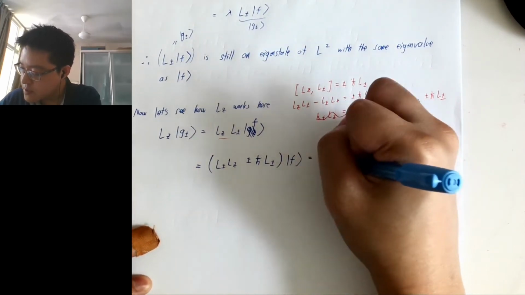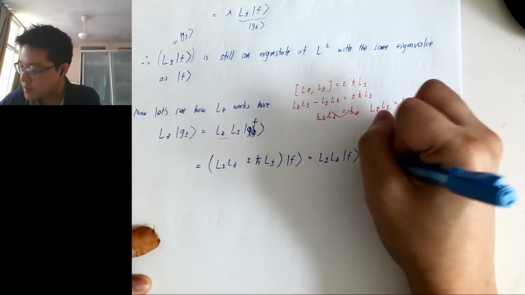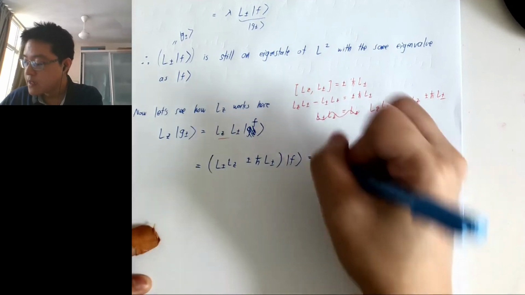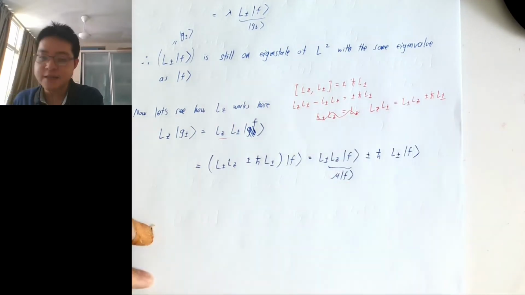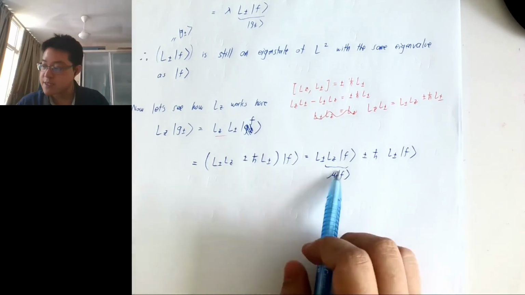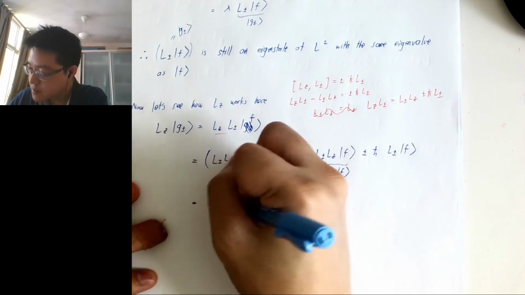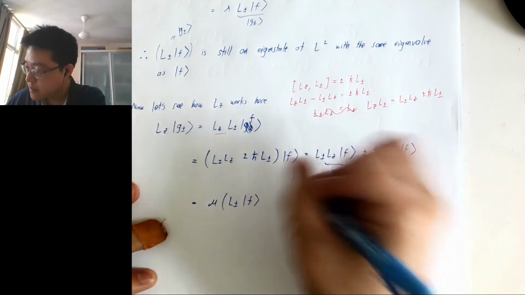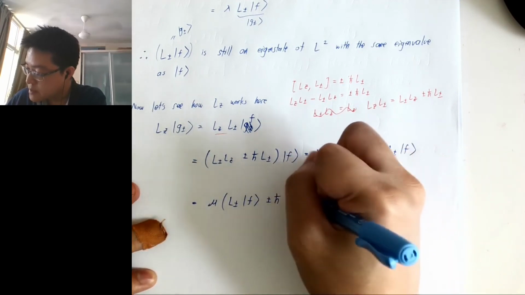So Lz L plus minus operates on F. If I multiply this inside, I got L plus minus Lz F. Now this operates on this. This F was what we wanted as the eigenstate of Lz in the first place, so this gets mu, right? So this mu I can move to the front. Then I got mu L plus minus F, and then plus minus h bar L plus minus F.